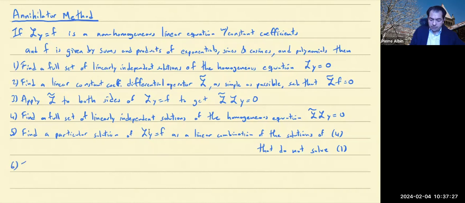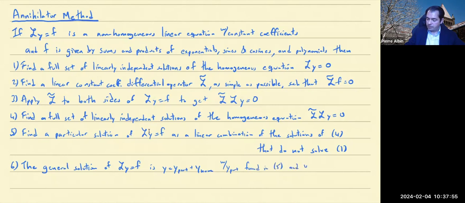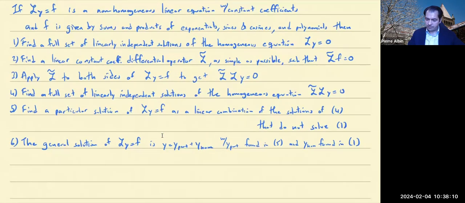And then step six, just to realize you're done. So the general solution of Ly equals F is y equals y part plus y home, with y part found in step five and y home found in step one. Okay, so let's work out some more examples.